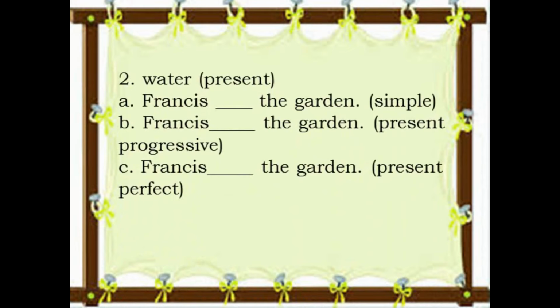Okay, it's your turn to answer number 2 and 3. Number 2, water, present form. A. Francis blank the garden. B. Francis blank the garden, present progressive. C. Francis blank the garden, present perfect.